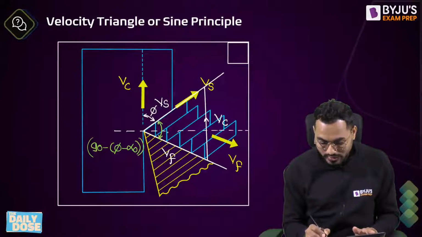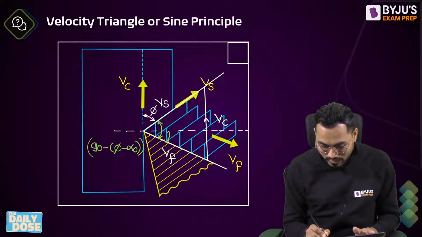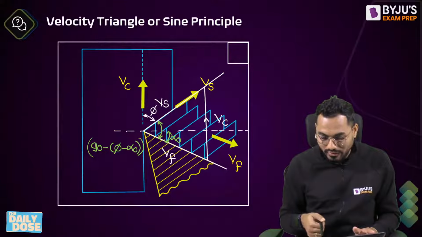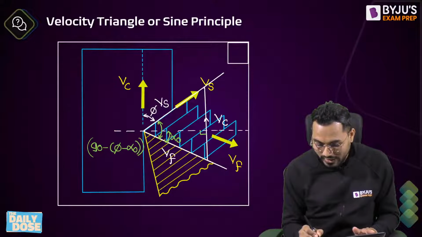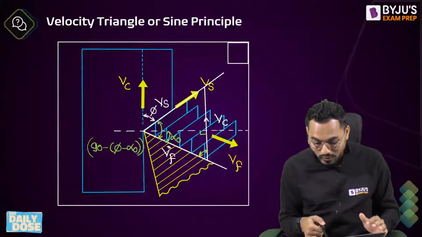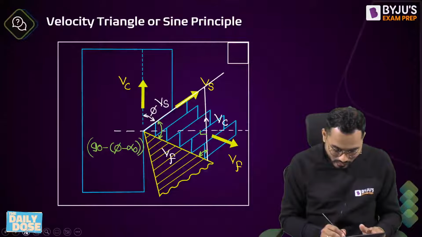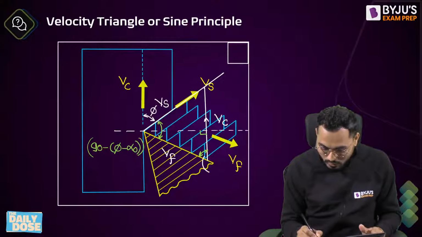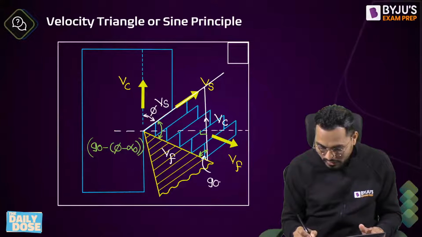Yes. This will be exactly equal to alpha 0. If this is alpha 0, can I say that this is my right angle triangle? So what will be this angle? This is 90 minus alpha 0. Yes, correct. So I can write down here, this will be exactly equal to 90 minus alpha 0.